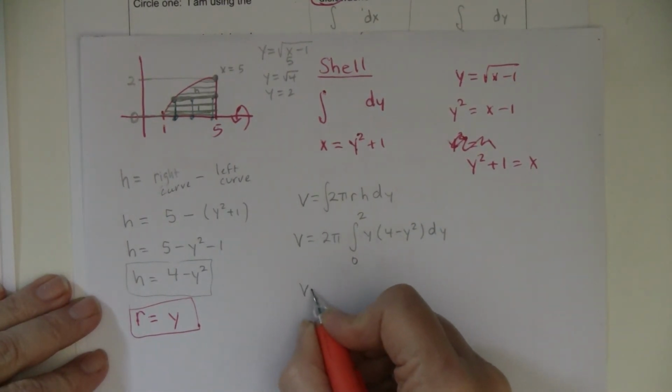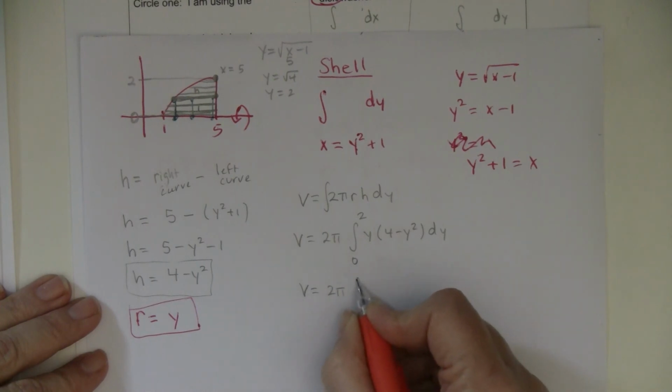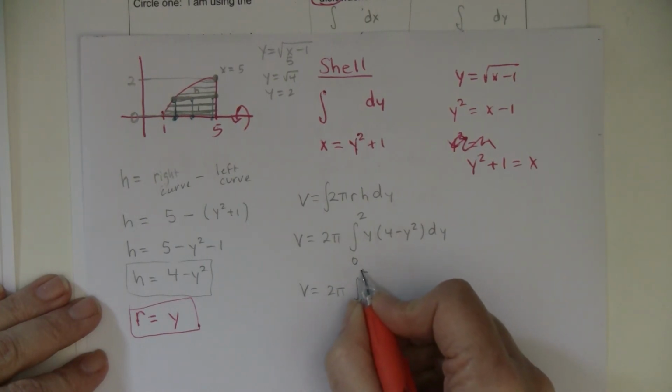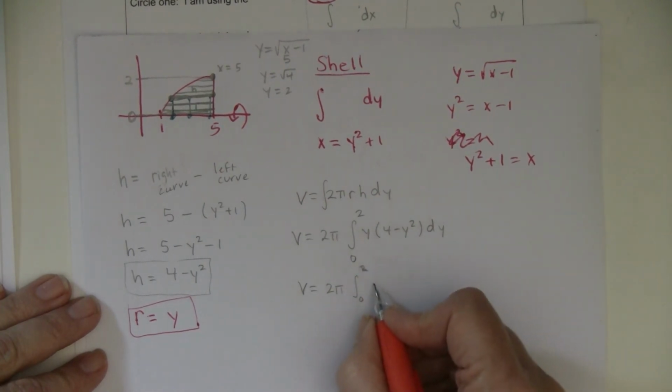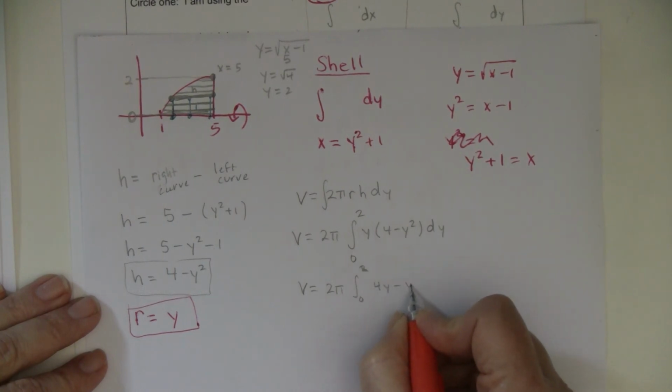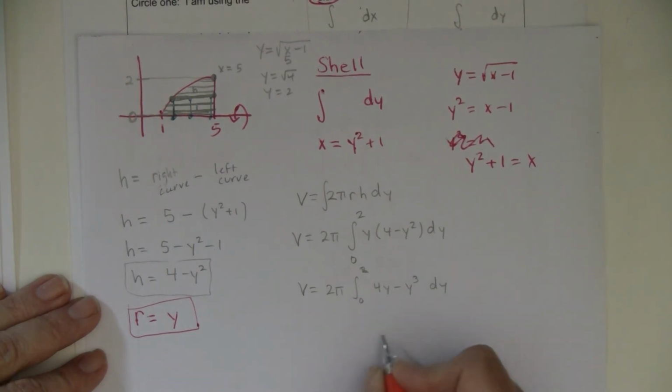So when we integrate this, we're expecting that we would get the same answer. In order to integrate this, we would have to multiply this together. So this is 4y minus y to the third, dy. So this is 4y to the second over 2 minus y to the fourth over 4, from 0 to 2, times 2 pi.